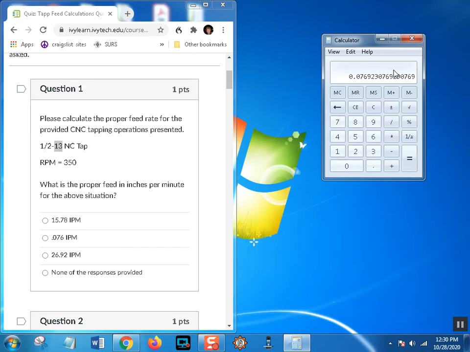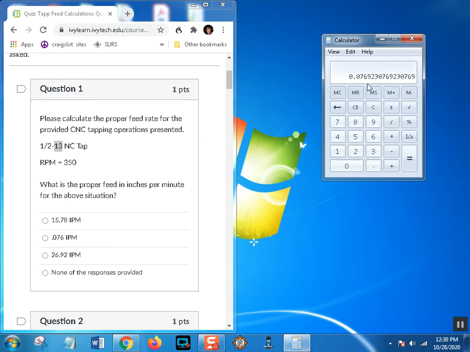Tap feeds need to be synchronized with the RPMs, or you will snap the tap. I'm going to say that again. Tap feeds need to be synchronized with the RPM, or you will snap the tap. So what we're going to do is, we know that most feeds are expressed in inches per minute on CNC mills, at least when we're in the English mode.